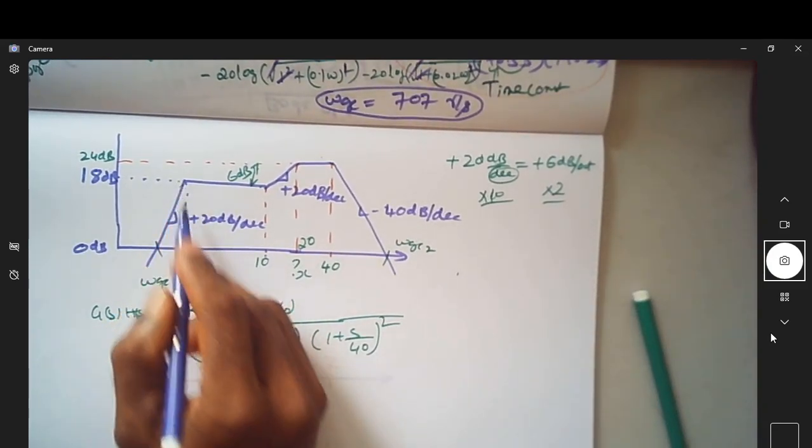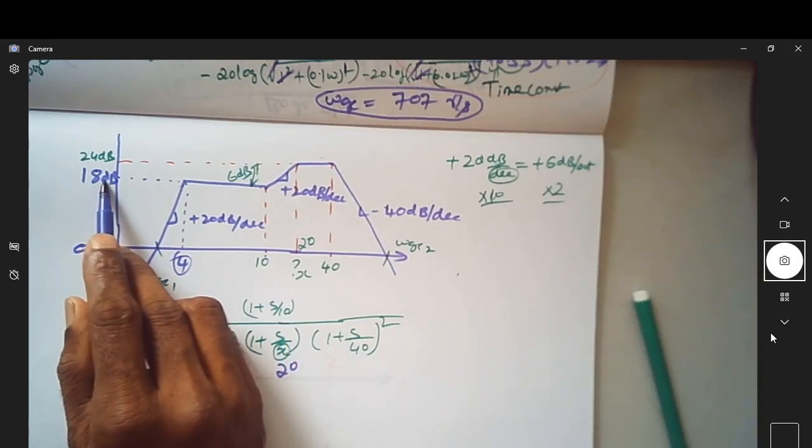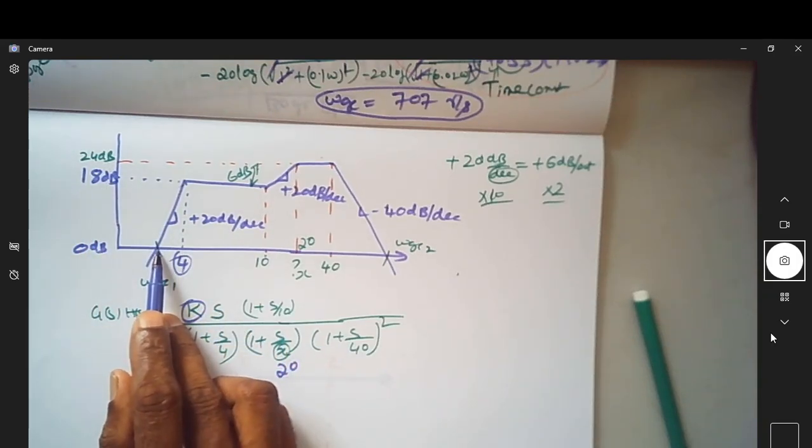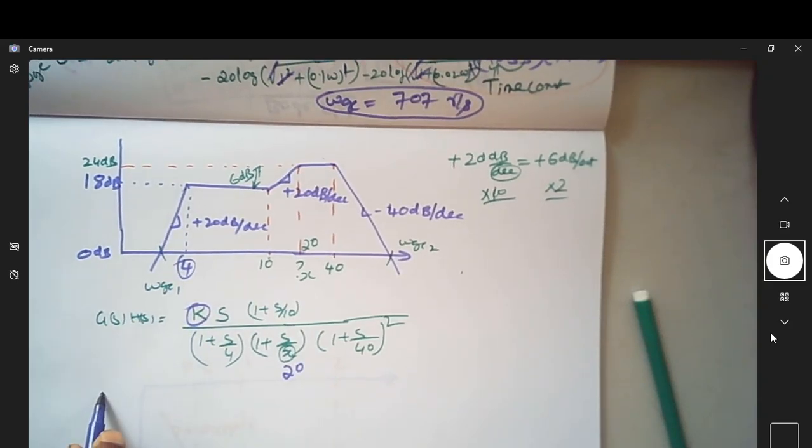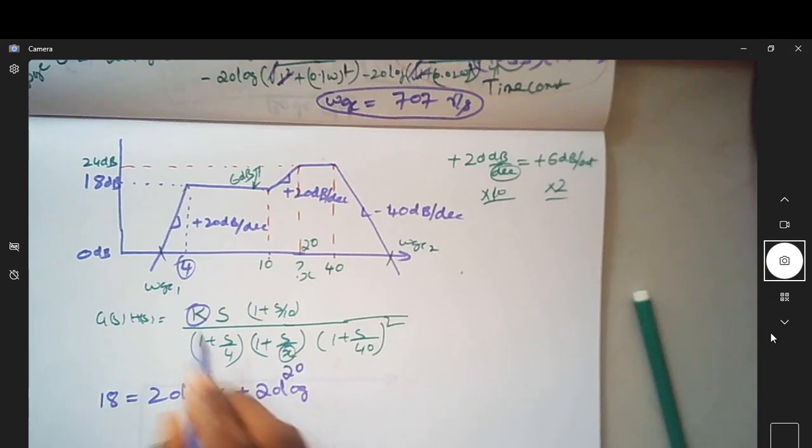At 4 radian per second, I know what the magnitude is, but I don't know what omega gc is. So shall I write 18 is equal to 20 log k plus 20 log omega, with omega equal to 4? I will calculate for k now.